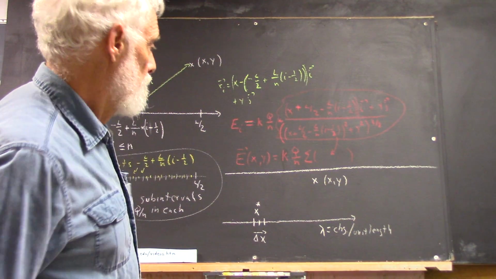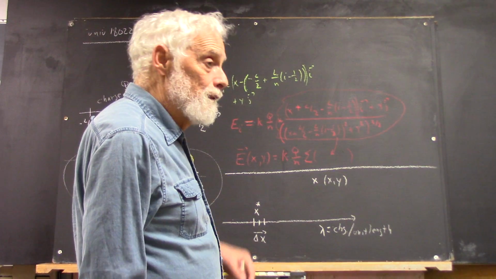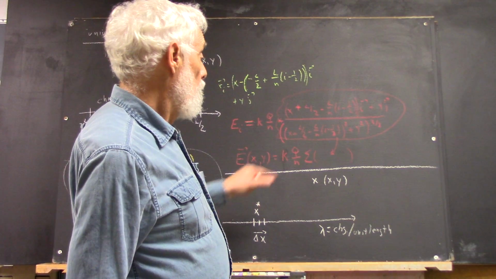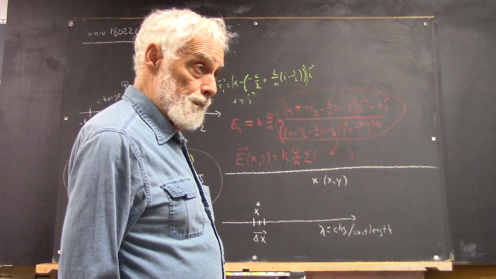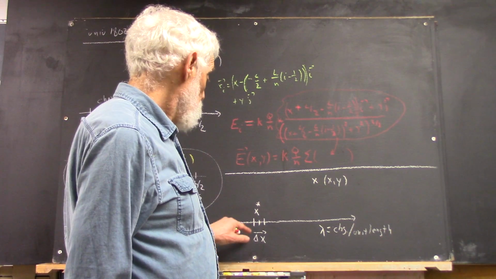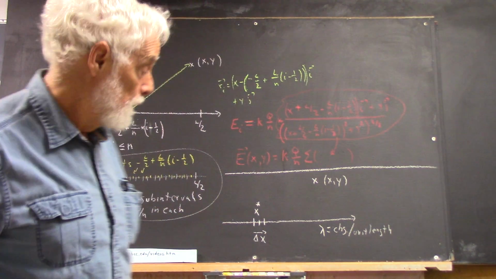So, I'm going to just give you a minute. Don't bother copying everything down. Tell me what the r vector is going to be. Okay? That's your key. And tell me what the charge inside this increment is.